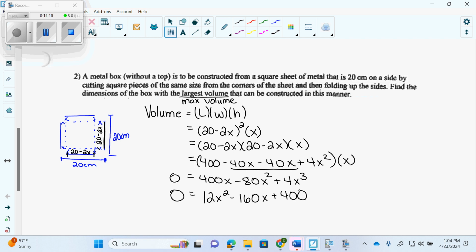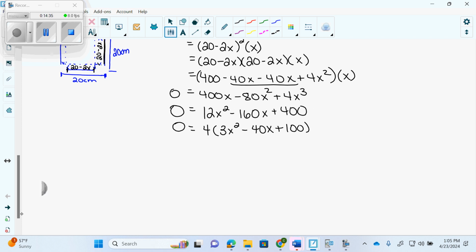What could I take out? A 4, and I'm left with 3x squared minus 40x plus 100. All right. So then I have to say what multiplies to 300 and adds to negative 40. What do you get? Negative 30 and negative 10.